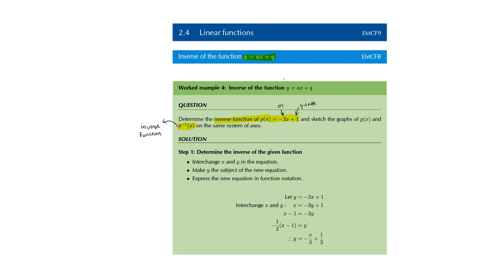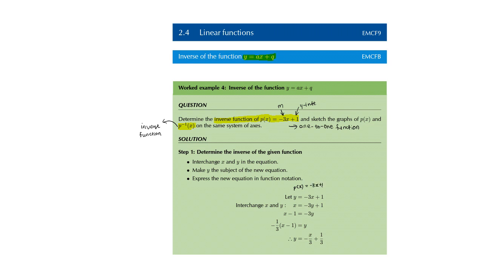Our function is linear, so that means that it's a one-to-one function. That means that the inverse is also a function, and thus we don't have to worry about any restrictions. That's going to come up with the quadratic function. So let's focus on the linear function quickly. Now to determine the equation of the inverse, we are always going to be given functional notation. So we're given p of x is equal to -3x plus 1.